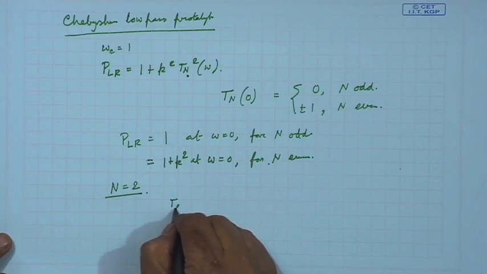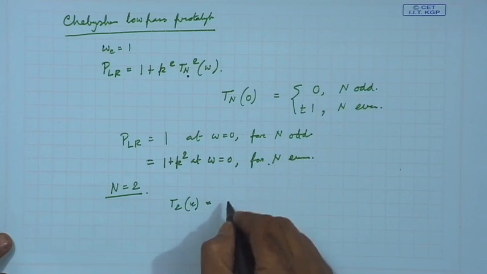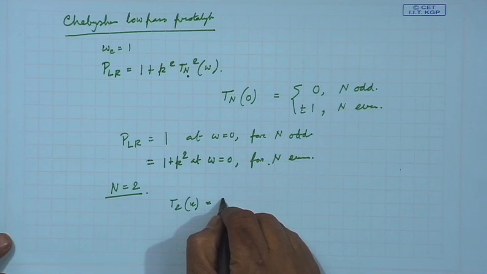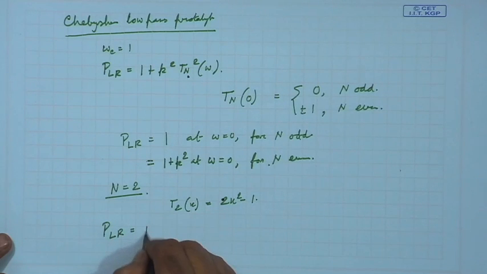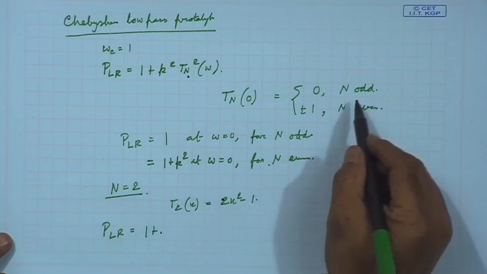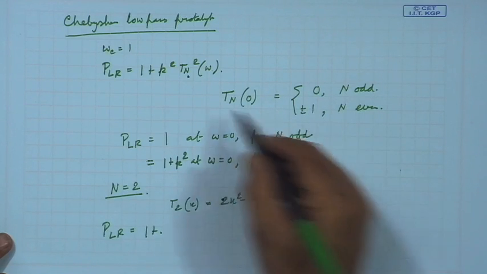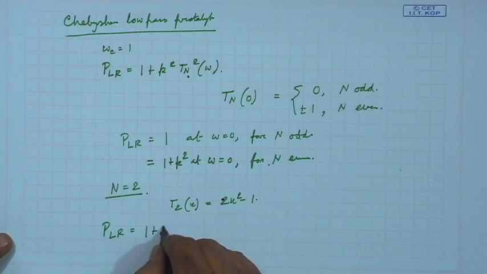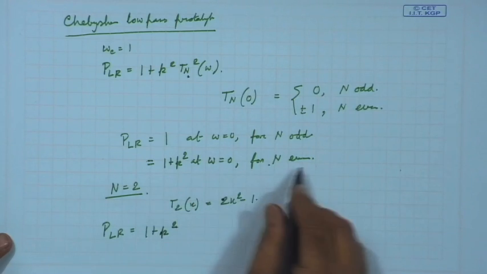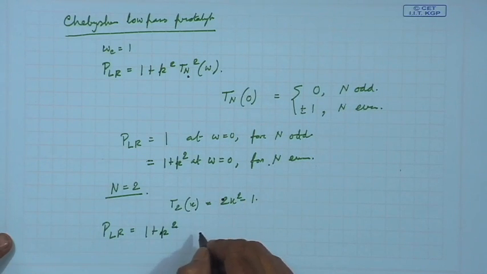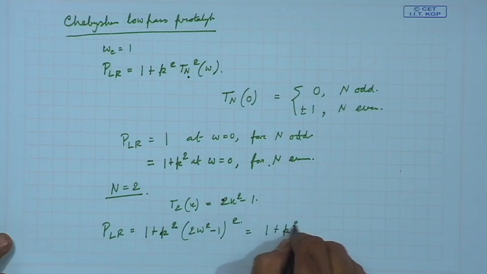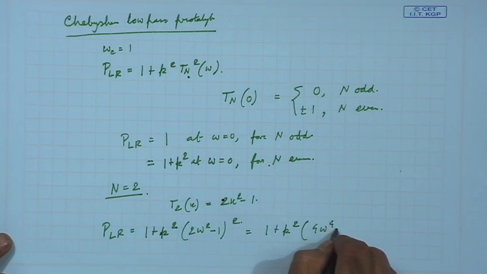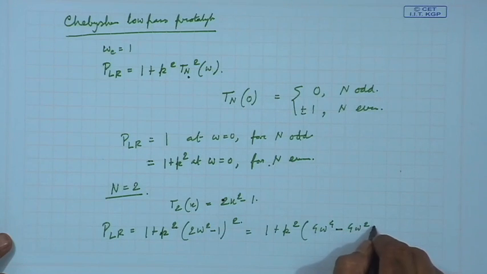So, for n is equal to 2, you can see that T 2 x, the Chebyshev polynomial of second order, is 2 x square minus 1. So, PLR will be immediately 1 plus, you see it is n is equal to 2, so n even, so T n 0 is plus minus 1, and it is 1 plus k square. You see n even, 1 plus k square times 2 omega square minus 1 whole square. So, that is 1 plus k square times 4 omega fourth minus 4 omega square plus 1.